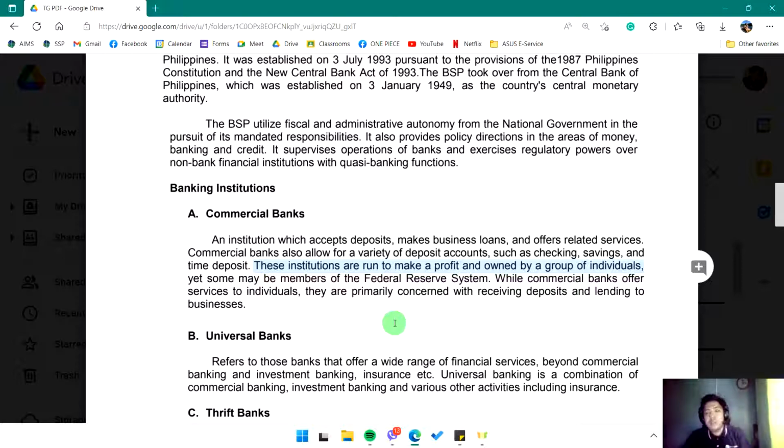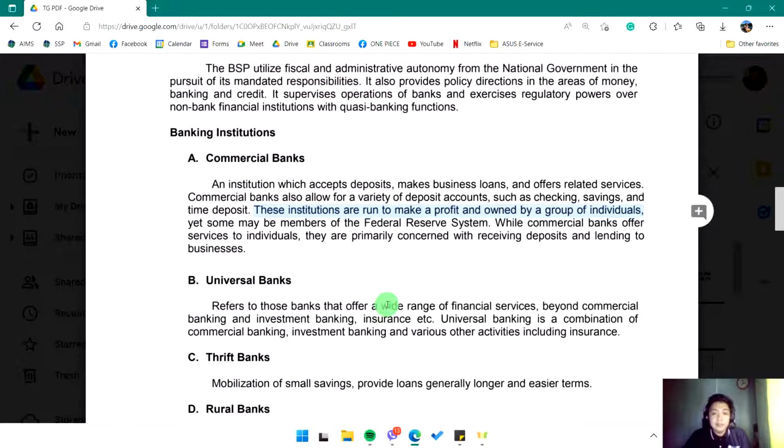Commercial banks po 'yon. Whereas when we talk about universal banks, are also somewhat the same with commercial banks except they are bigger. Mas malaki yung ino-offer nila na services. Aside from the services offered by commercial banks, they can offer also investment banking and insurance. So, mas malaki sila na kind ng bangko.